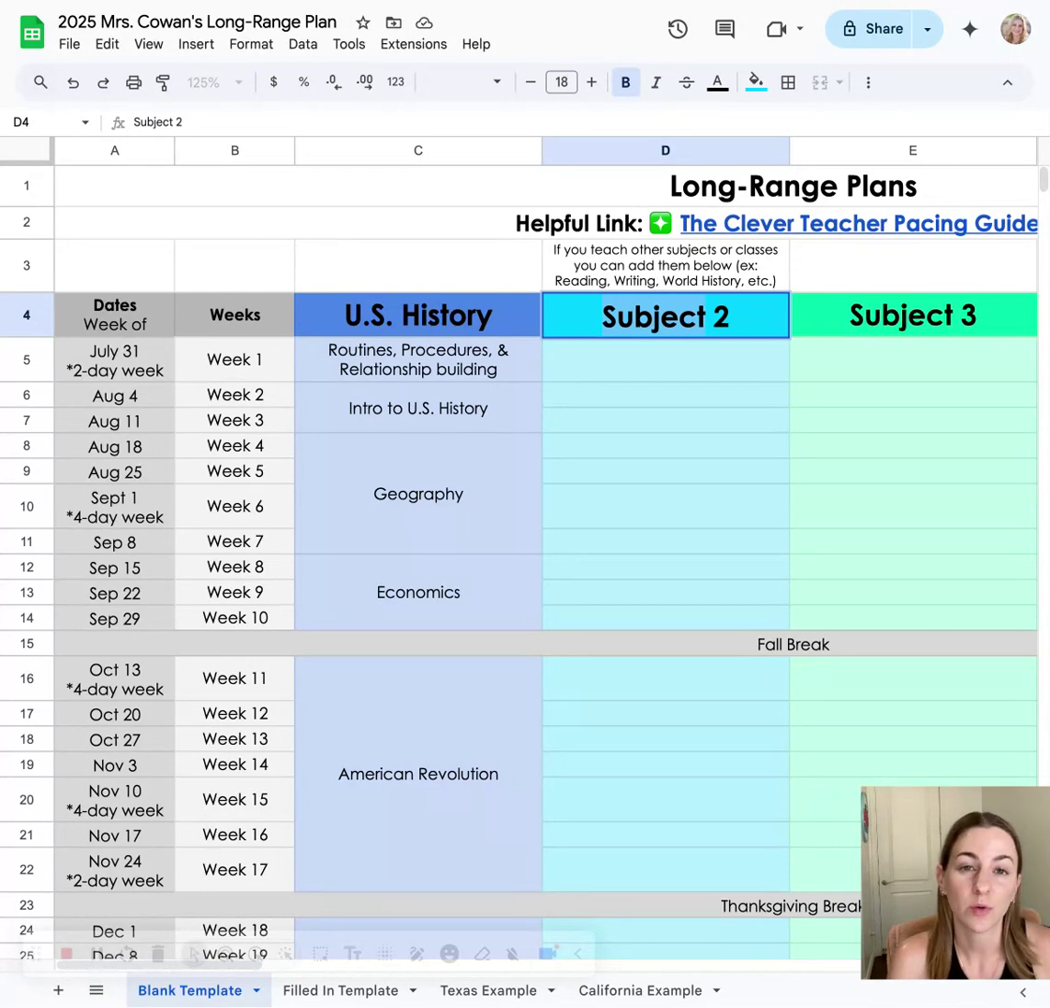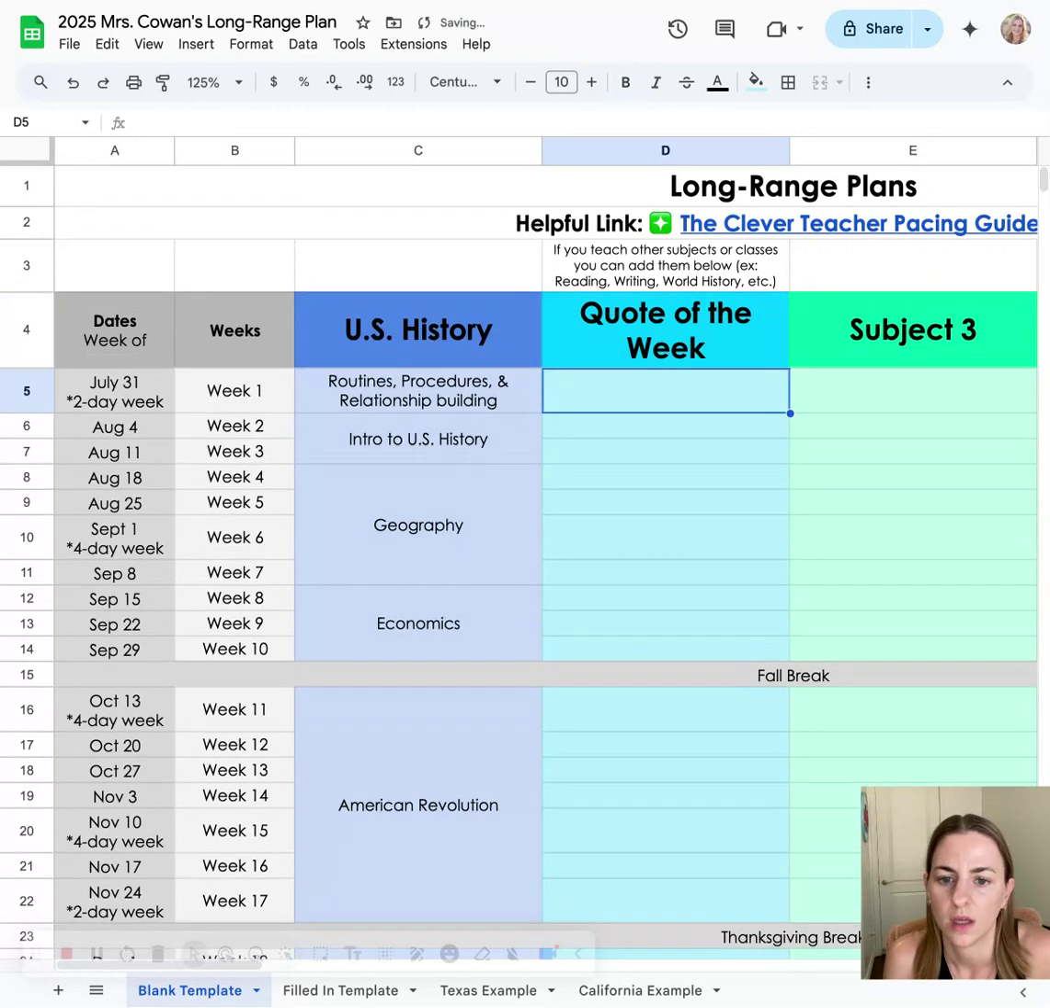You can use it as morning work, like 15 minutes a day. You can use it in centers. You can use it as an early finisher. That was one way I used it when I was teaching. But in my head, in this example, it would be morning work every single day. That way the kids are being exposed to primary sources every single day and every single week of the year. So I'm going to add, let's just say quote of the week in this column.